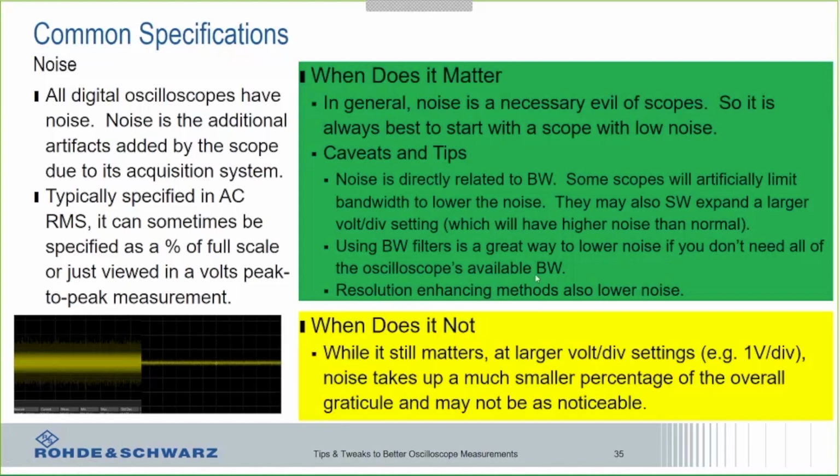So when does it not matter as much? It's still going to matter, but at larger volt per division settings, for example, 1 volt per division, noise takes up a much smaller percentage of the overall graticule, so it may not be as noticeable, but it can certainly still have an impact on the device under test and your measurements.